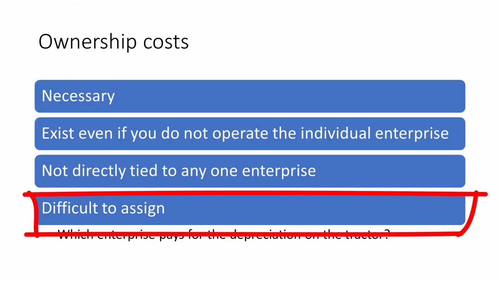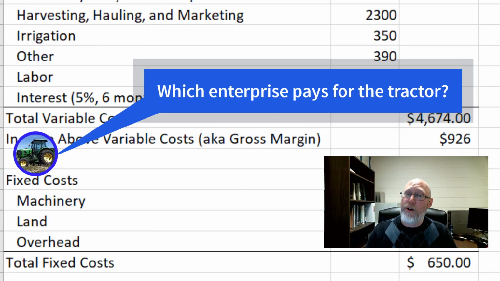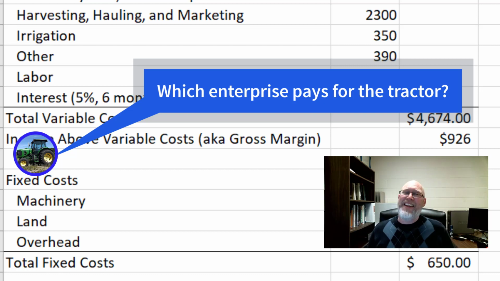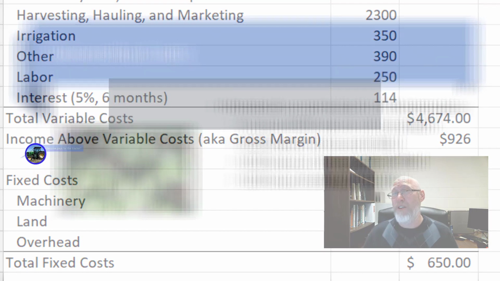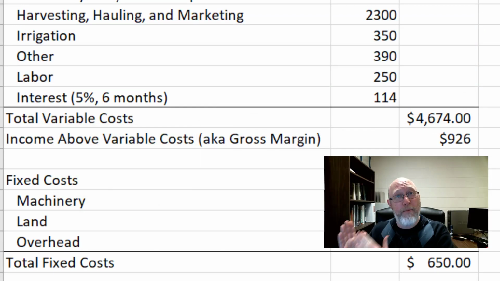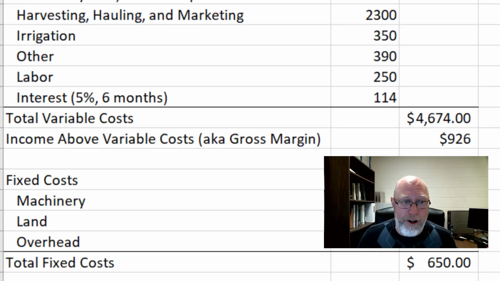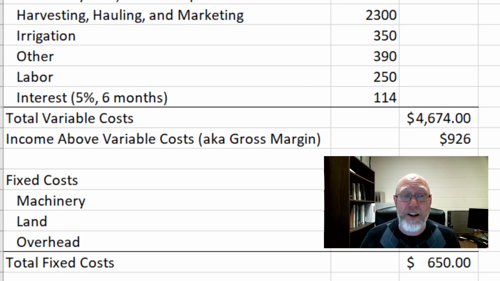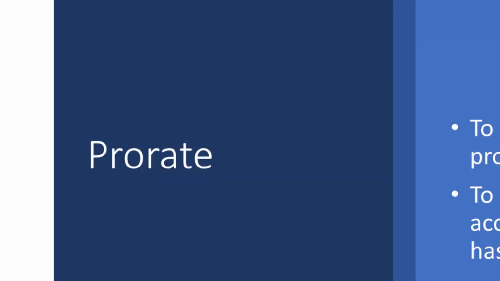A way of thinking about this: if you own a tractor and that tractor is depreciating every single year and you're running multiple enterprises, which enterprise should be paying for the depreciation on the tractor? And the answer to that question is that the ownership costs need to be prorated on some basis to all enterprises. The thing I find funny, the question always becomes, we're supposed to prorate the ownership cost on some basis to all enterprises. What is the basis that we should use?